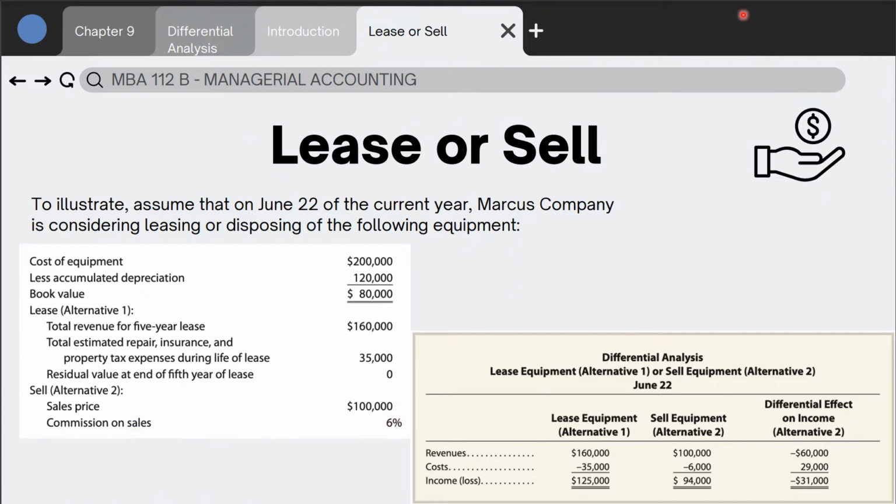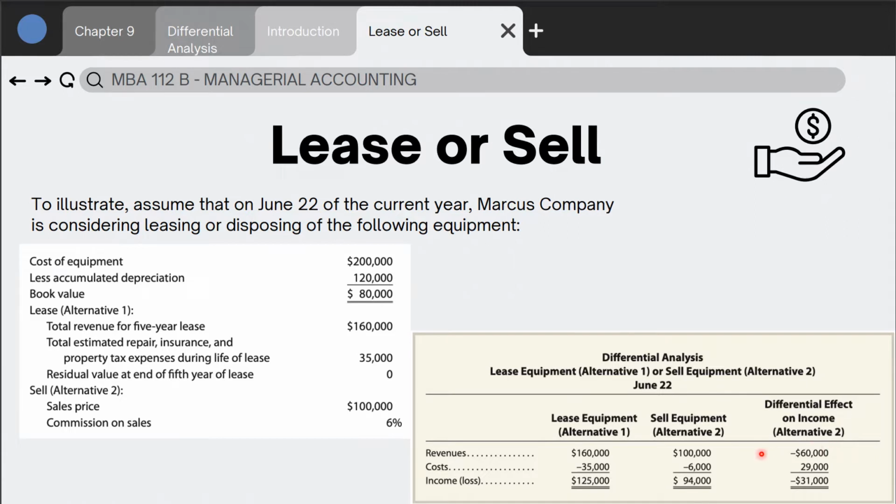So in this table here, this will show you the differential analysis on alternative 1 and alternative 2 based on these data. So in alternative 1, we have the lease the equipment, and alternative 2 is sell the equipment. In order to get the differential effect on income, we can deduct 100,000 alternative 2 from alternative 1. So that will give us a decrease in revenue of 60,000.